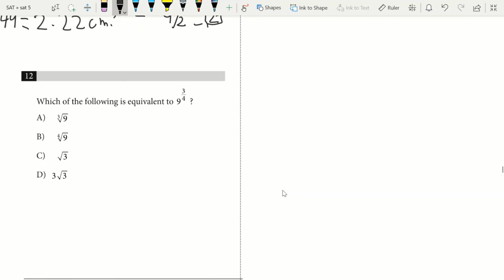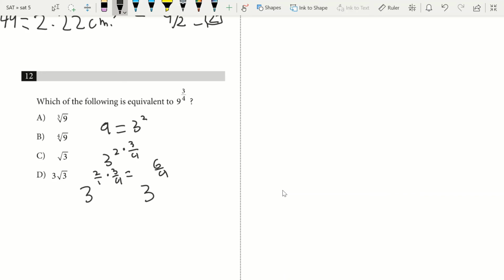Question 12. Which of the following is equivalent to 9 to the power of 3/4? Well, we know 9 equals 3 squared. So now we're going to have 3 squared times 3 over 4 in our exponent, right? So to solve this, you're going to do 3, and then for your exponents, you're going to have 2 over 1 times 3 over 4, and then you just solve that like you would normally with fractions, right? So you're going to be left with 3 to the power of 2 times 3, which is 6, over 4 times 1, which is 4, so 3 to the power of 6 over 4, which can be simplified down to 3 to the power of 3 over 2.